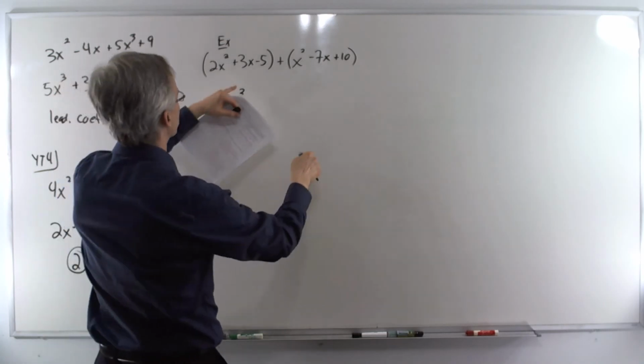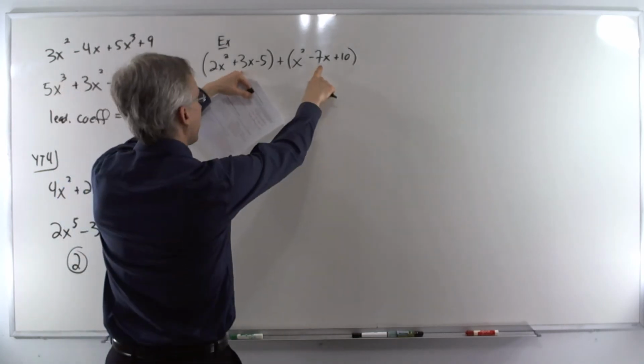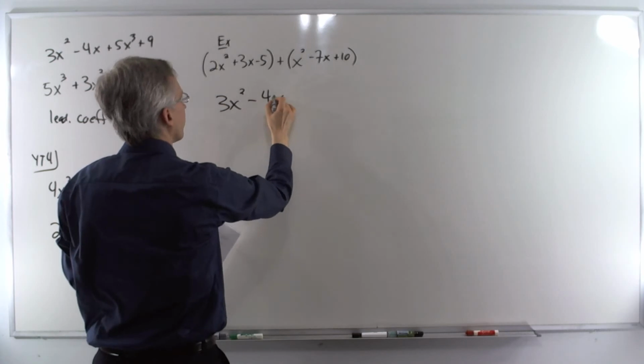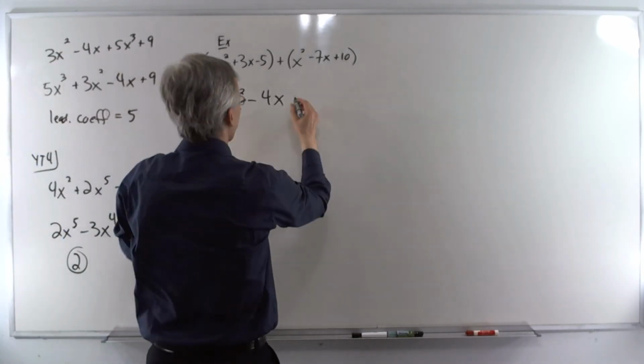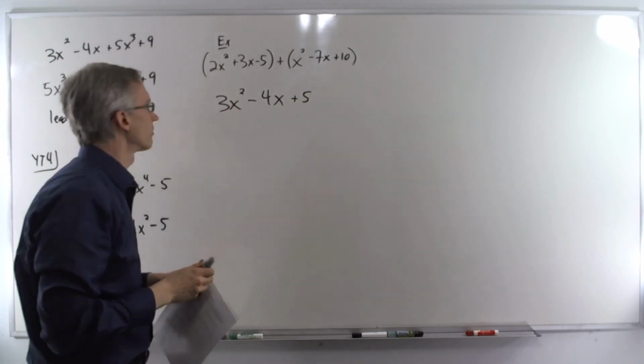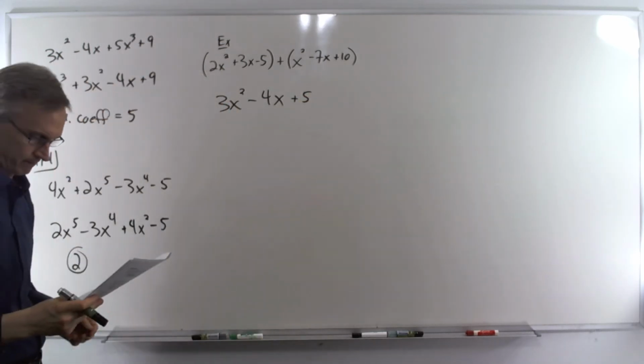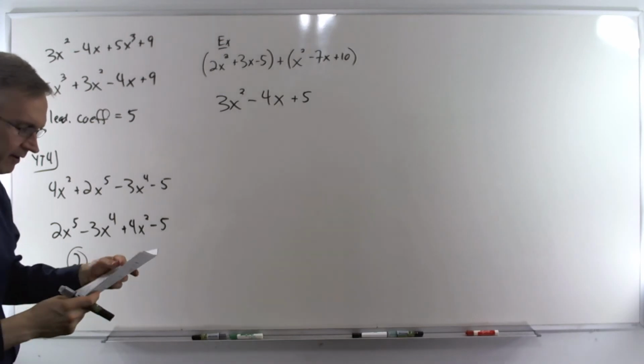All right, now the x terms. We got 3 of them here and negative 7 of them here. Add those together, we get minus 4x. All right, now we can add the constants. Negative 5 plus 10 is 5. So 3x squared minus 4x plus 5. Your turn, number 5.